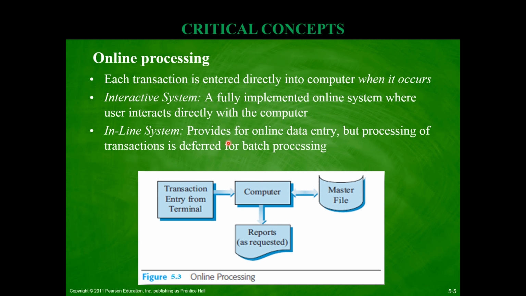Now, a second or alternative approach to processing is the so-called online processing approach, which means that each transaction is entered directly into a computer when it occurs. So in other words, transactions are recorded and entered into an information system in real time. Now, there are some nuances here. There are some distinctions between interactive systems, meaning a fully online, fully real-time system, where the user interacts directly with the computer. Whenever there is a transaction, the user records the transaction, and that transaction is entered directly into the central computer system.